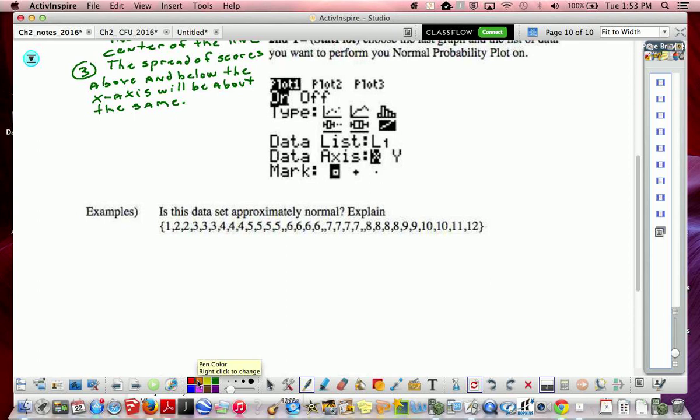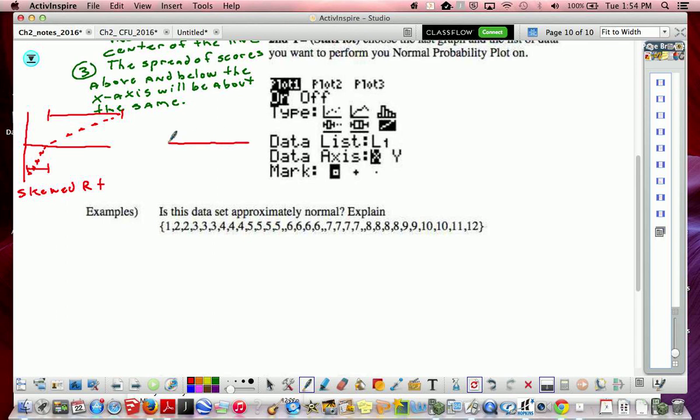What will happen is this. If you have a lot of data points really bunched together at the beginning and then spread out at the end, that would be skewed to the right, because the distribution is more spread out up top than it is down below.